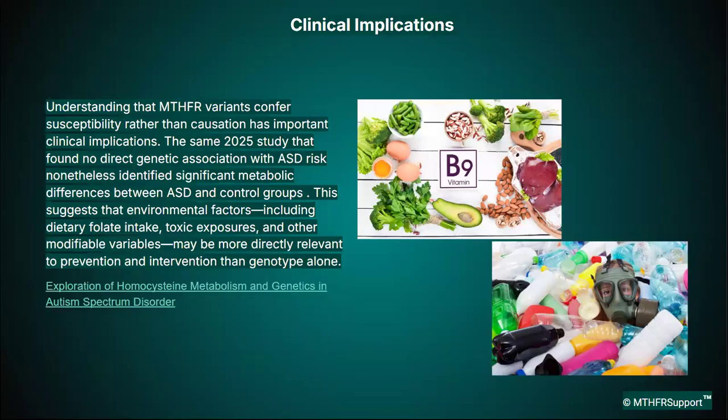Clinical implications. Understanding that MTHFR variants confer susceptibility rather than causation has important clinical implications. The same 2025 study that found no direct genetic association with autism spectrum disorder risk nonetheless identified significant metabolic differences between autism spectrum disorder and control groups. This suggests that environmental factors, including dietary folate intake, toxic exposures, and other modifiable variables, may be more directly relevant to prevention and intervention than genotype alone.